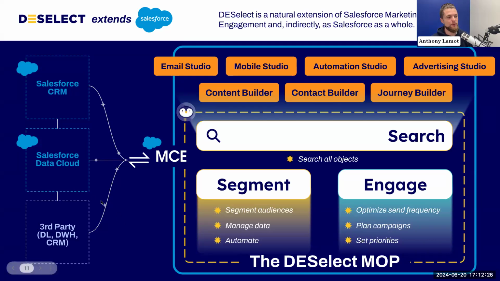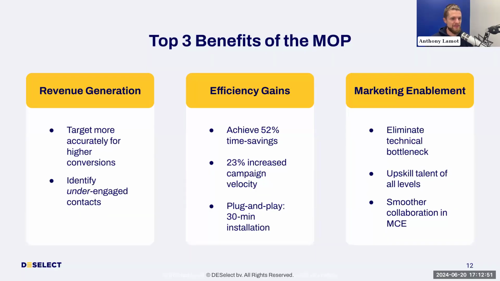The thing though is that whatever data flows in, well, it comes into Marketing Cloud engagement from some source, and there it can be leveraged by the DESelect MOP. And so we'll see a few use cases today where customers sync their data into Marketing Cloud, for instance, from Data Cloud, and then it can be leveraged by DESelect. And so indirectly, we also extend everything there. All right. So meanwhile, let's move on.